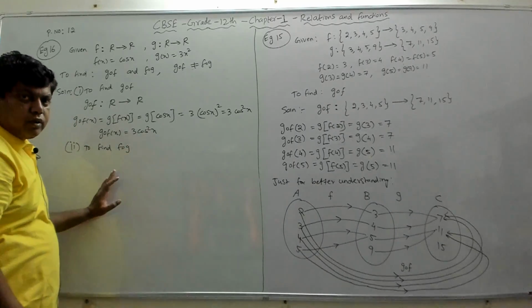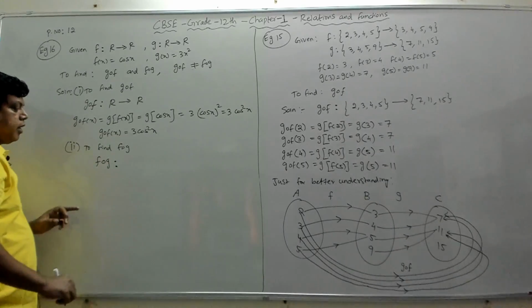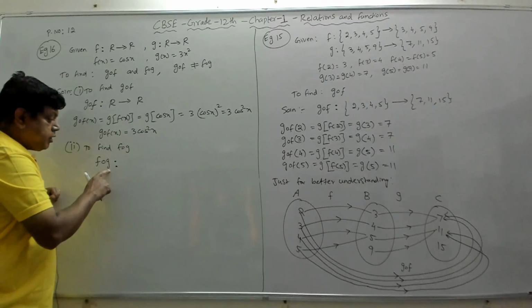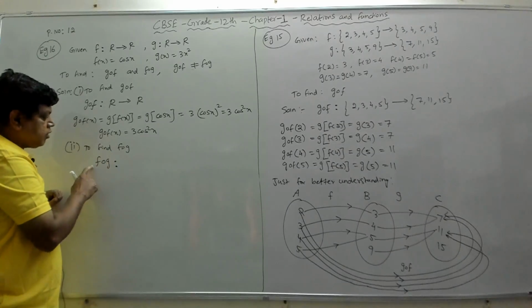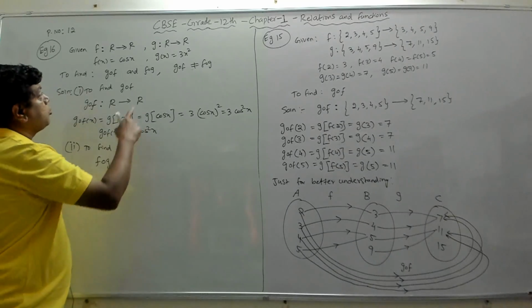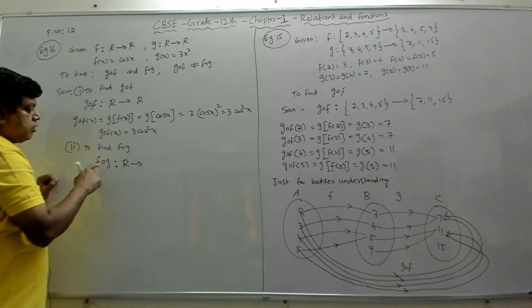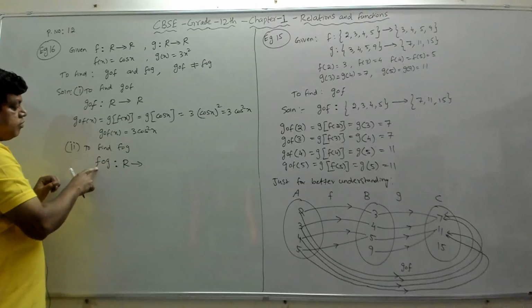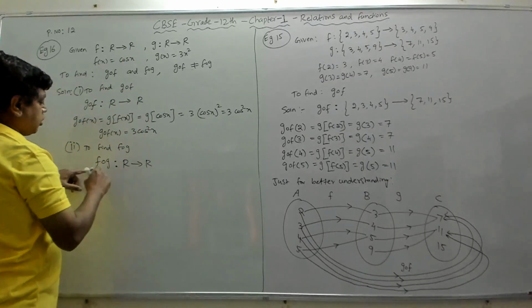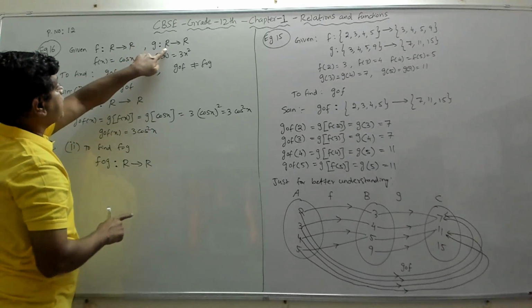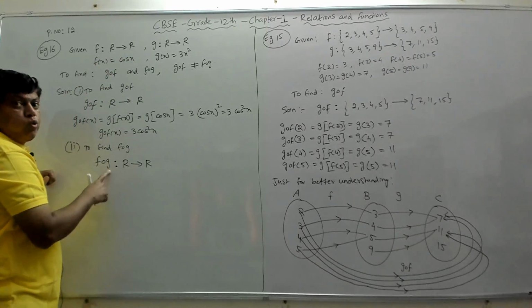Now for the f of g function, again when we have to define the function, we should show which set it is from and to. The starting set will be from g; it will start from the domain of g. The domain of f of g function is the domain of g function. So the domain of g is R. The codomain of f of g will be the codomain of f. What is the codomain of f? The codomain of f is this R. So f of g will be a function from this set R to this set R, from the domain of g to the codomain of f.